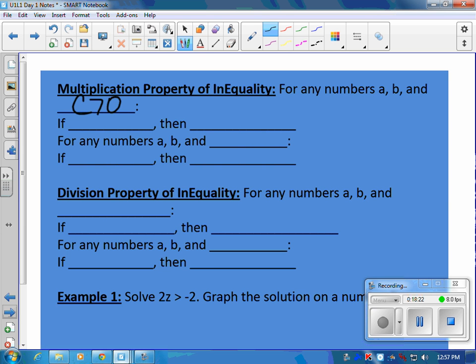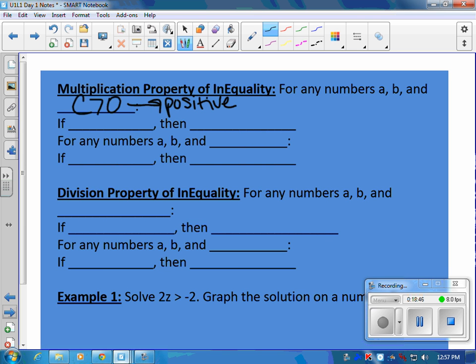So if we have numbers A and B, and C is greater than 0, what does that mean? What kind of numbers are we talking about? Morgan? Okay, and what word do we use to describe those numbers? Matthew? Positive values. So anything bigger than 0, we're talking about positive numbers.